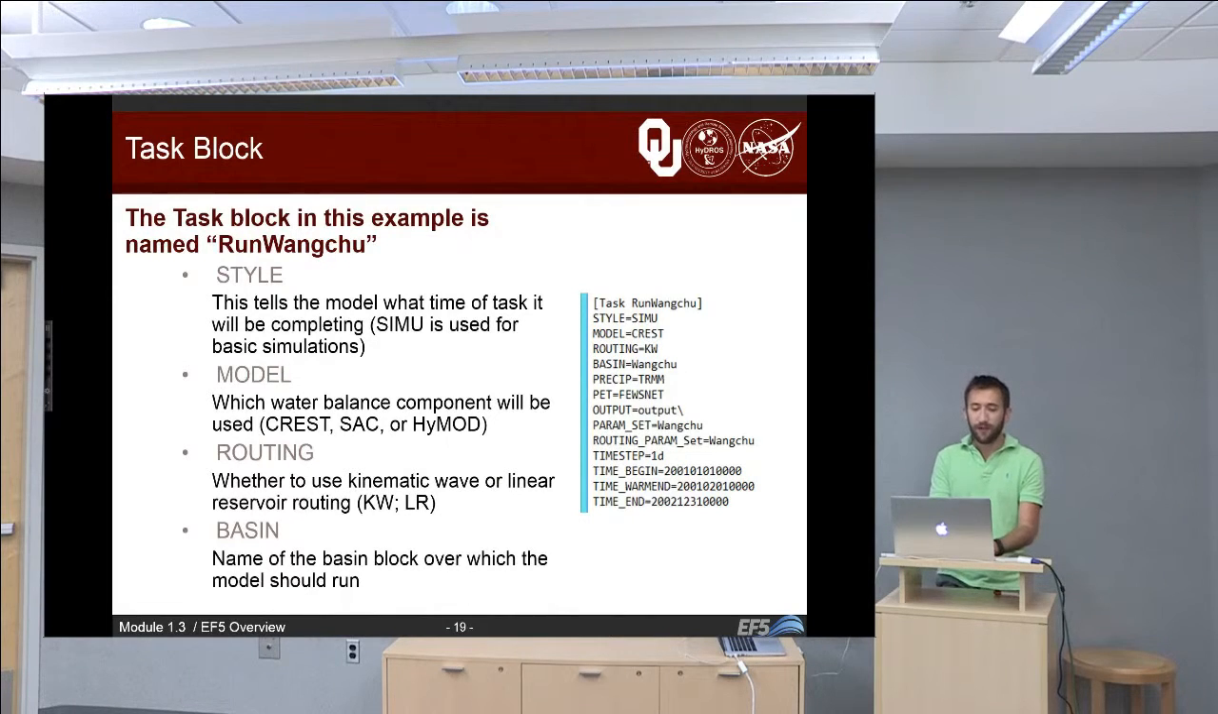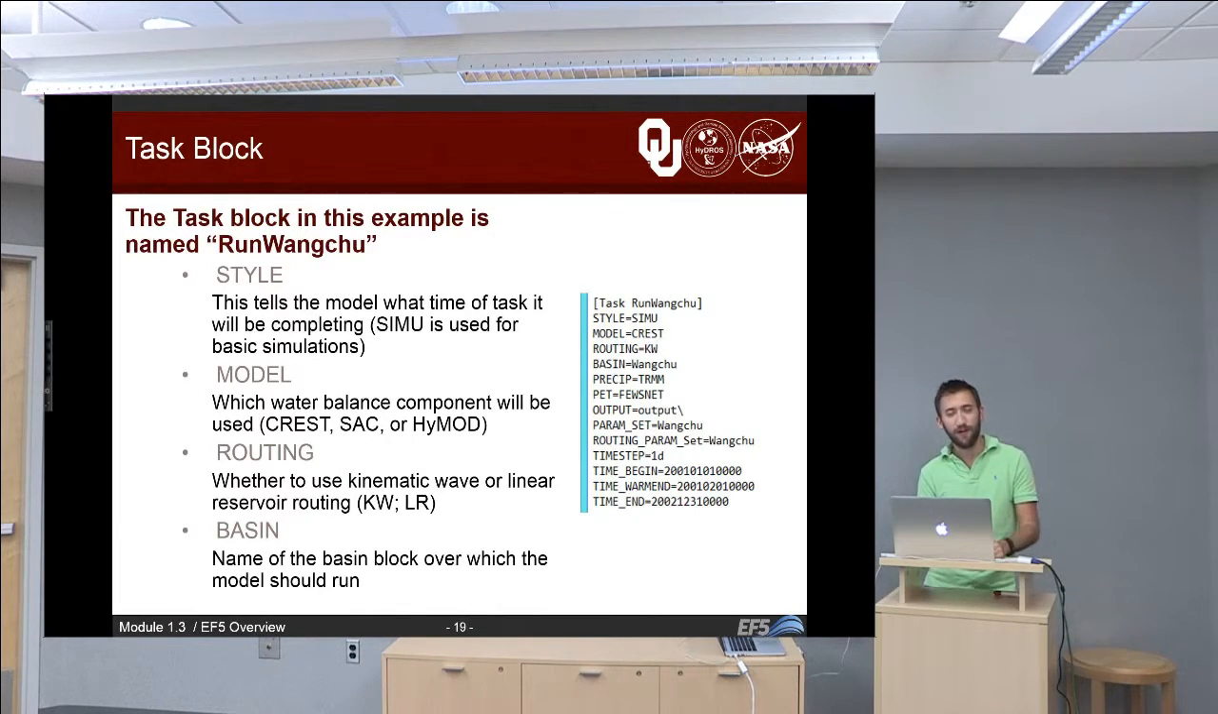Then we have the task block, which is a really important one. This consists of basically all of the programmatic or programming preferences that you have for EF5. So these are the preferences for how you want EF5 to run. So style is probably the simplest of those. In this case, we're using Simu, which is short for simulation, but there are other ones for calibration and other options besides that, as you can see in the README file.